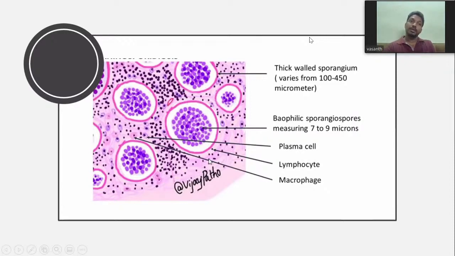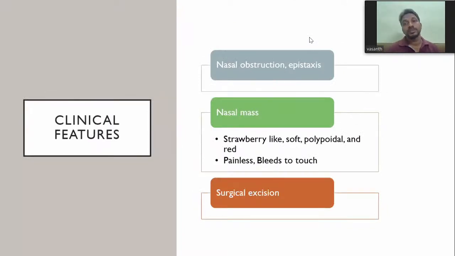Sometimes you might have a slide on rhinosporidiosis in your clinicals, so this slide may help you in distinguishing it. Clinical features: nasal obstruction because it's a mass inside the nasal cavity, epistaxis classically, and you see a strawberry-like soft polypoidal red mass with white spots over it, which are nothing but the spores of the sporangia, the infective part. It is painless and bleeds to touch. Bleeds to touch. And what is the treatment?